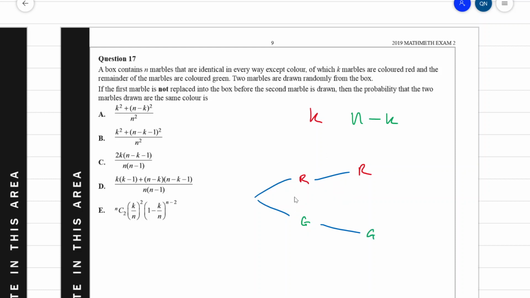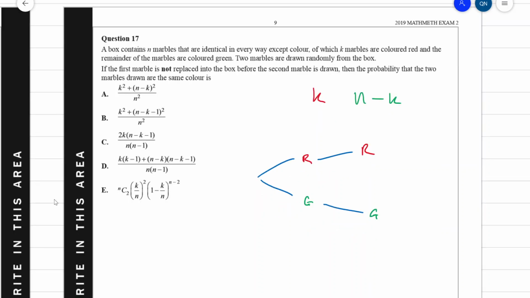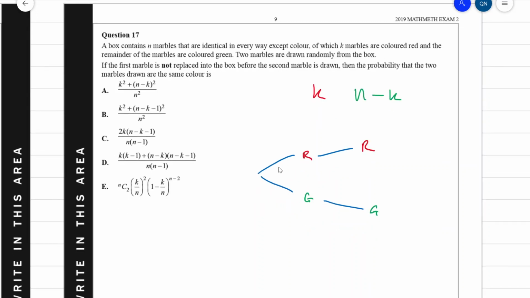So we just have to put in the probabilities. So what's the probability of picking a red marble? It's going to be k divided by the total number, which is n. And then for green, it's going to be n minus k divided by n. Okay, so once we've chosen this red marble here, how many marbles remain? Well, because we're not putting it back, n minus 1 marbles remain. And how many red marbles remain? Well, there's going to be k minus 1 marbles remaining. So it's n minus 1, k minus 1.